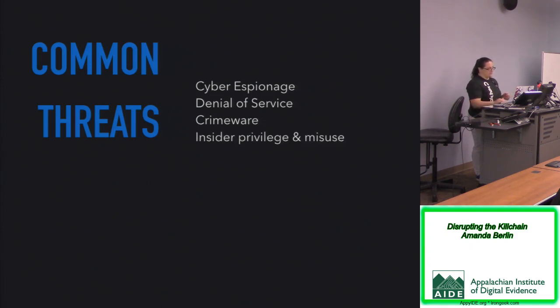Fourth is insider privilege and misuse. So like a rogue admin, that kind of stuff. And then what? People like all of you back there. Yeah. And then the rest of them are lower in priority usually.